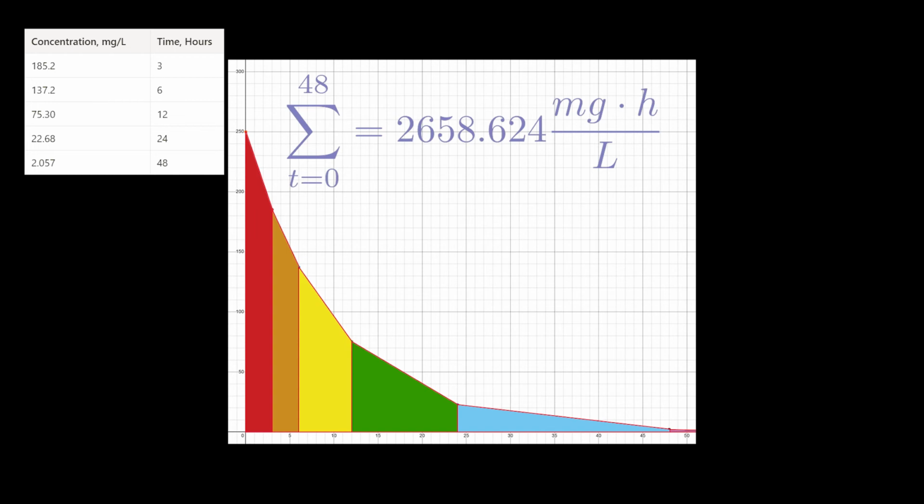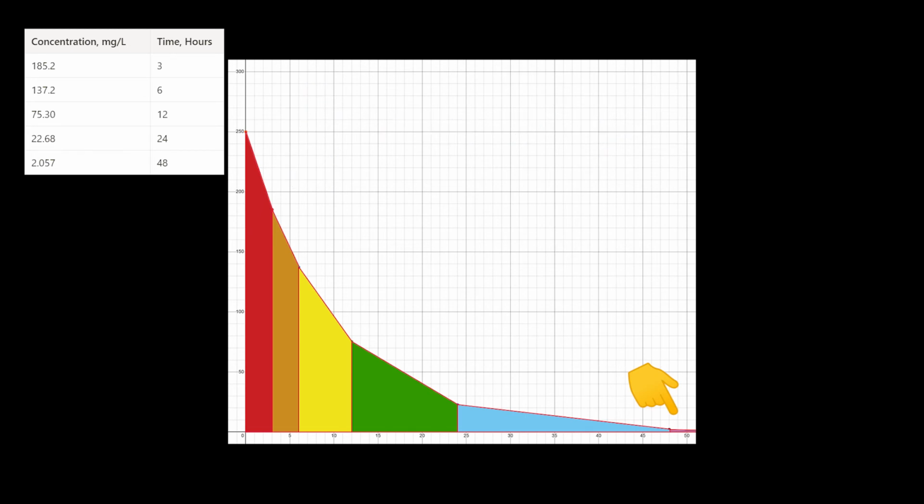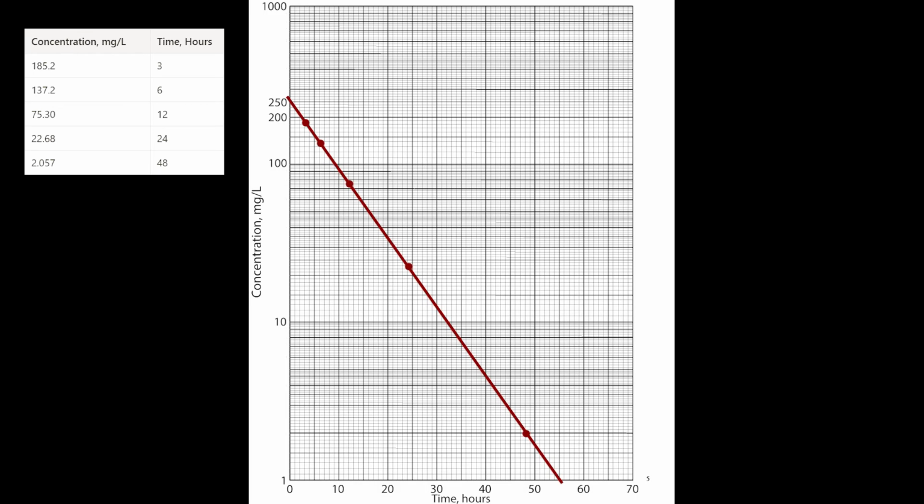And that's it for the AUC, right? Well, we forgot our infinitely long tail. But we can estimate the tail with the equation Cn over k. And this k comes from the negative slope of the log graph from before. In our case, that's k equals 0.1.